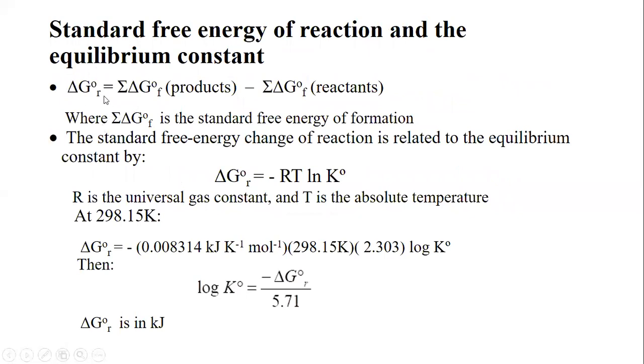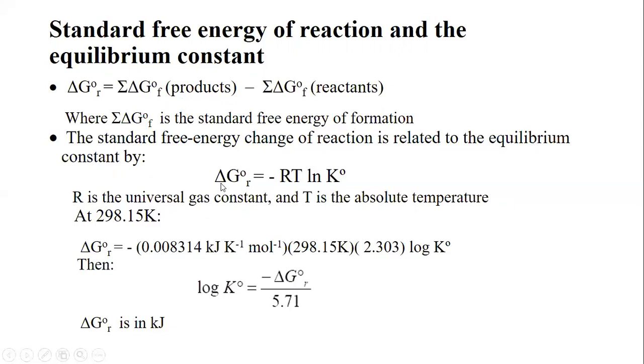Okay, so again, we write it again and see how we can simplify it. Delta G0 of reaction equals summation of delta G0 of formation of all the products. You subtract from it the summation of delta G0 of formation of all the reactants, to obtain the delta G of the reaction, where the summation delta G0 of formation is the standard free energy of formation of all the products and reactants. The standard free energy change of reaction is related to the equilibrium constant.